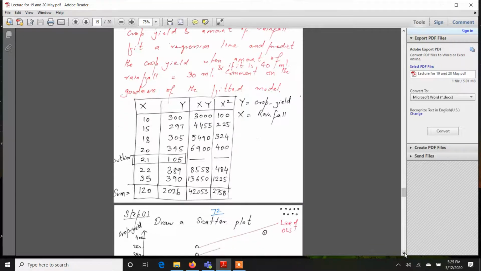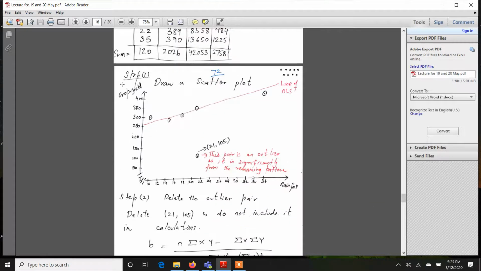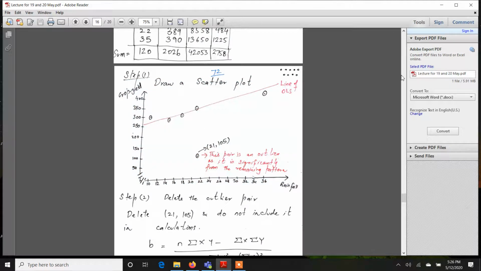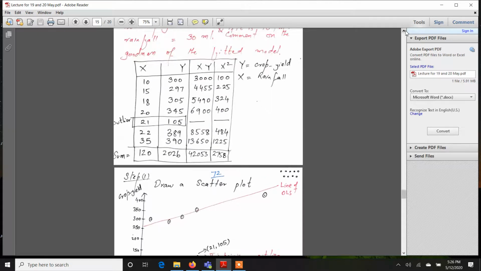First step, as I said, always make a scatter plot. You can see if you make a scatter plot that all the points are clustered around a straight line except for this point, which is an outlier. So we should delete this, right? This value 21, 105, this pair is an outlier and we are not going to include this pair in our calculations. That's why when sum of x is calculated, this 21 is not included. Similarly, in sum of y, this 105 is not included. And similarly, we have discarded this pair from all the columns.